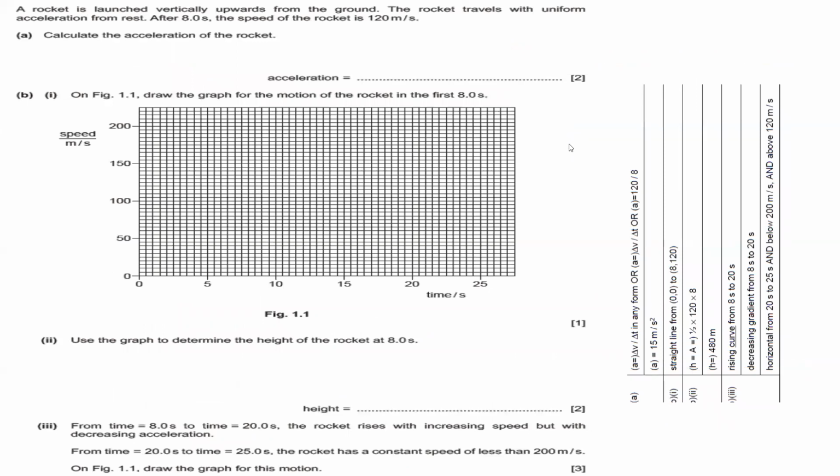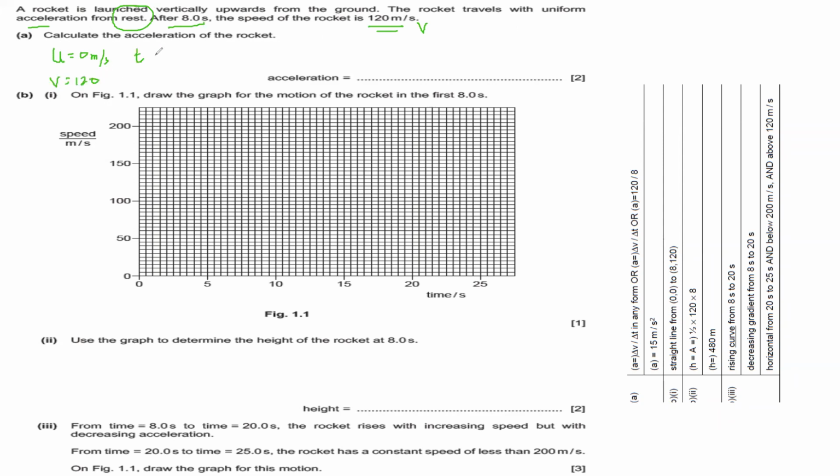Okay, another question. In the question, a rocket is launched vertically upward from the ground. The rocket travels with a uniform acceleration from rest. So the rocket starts from rest, and if something starts from rest, the starting speed is 0. After 8 seconds, the speed of the rocket is 120. So that is the final speed. So V is equal to 120.